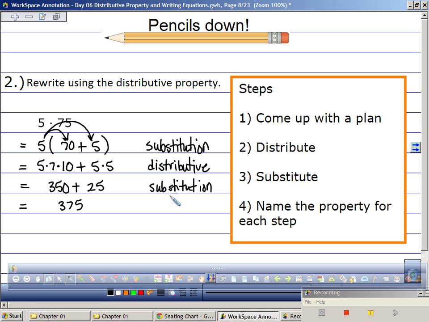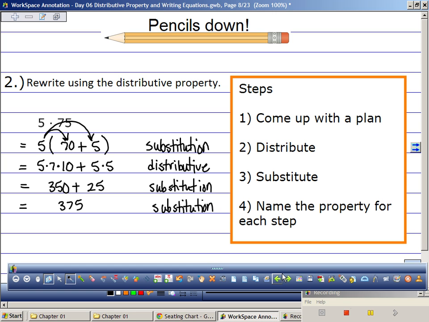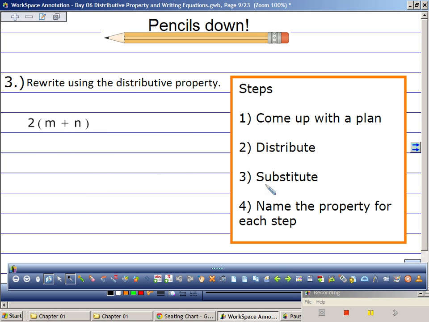And from here to here? Substitution. Okay. I'm going to start writing these out in abbreviations on the next one. All right, questions? All right, let's move on.